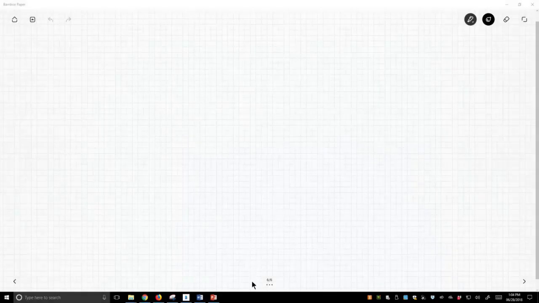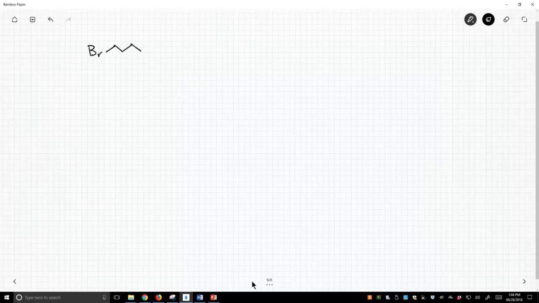One more example. Now, a little bit more complex of a structure. Not crazy. So here is our structure. Line angle structure. So the first step is to identify what is your top priority functional group. In this case, it is this ester. So the ester is going to control all the numbering.